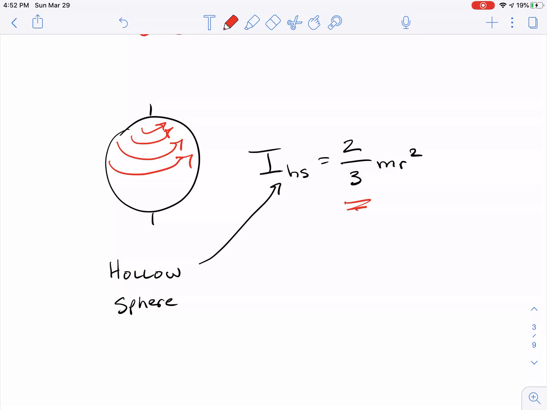I can remember this, and it's really goofy, I'm sorry, but a W looks like a 3 laying on its side. So I remember hollow ends with a 3 on its side, and that's how I remember it's 2/3. Again, there are two types of spheres. A solid sphere is 2/5 and a hollow sphere is 2/3.